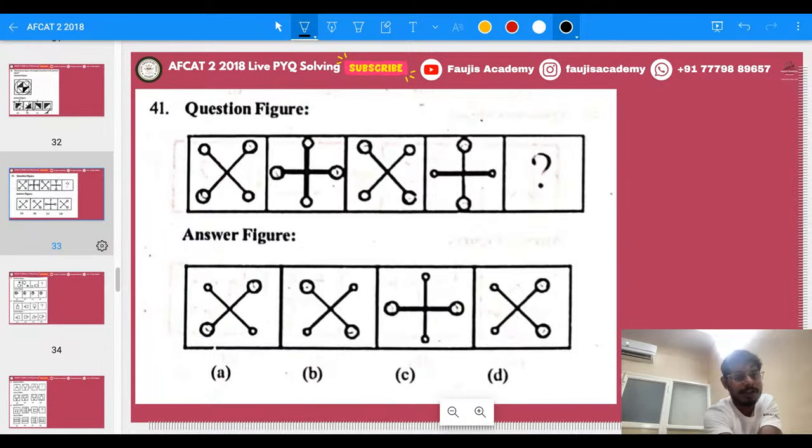Sometimes you feel sleepy, right? Okay, so it's an easy one. Move it clockwise 45 degrees. Question number 41, boys and girls, ladies and gentlemen.